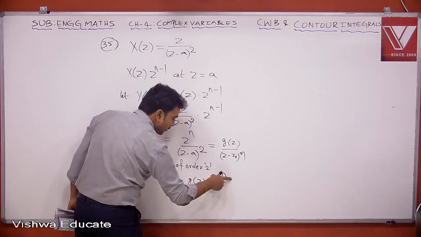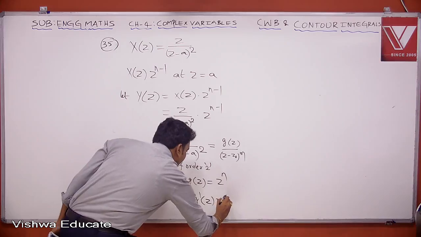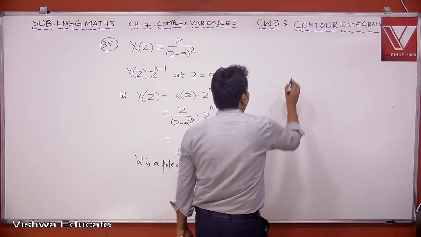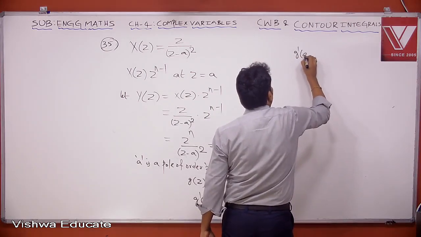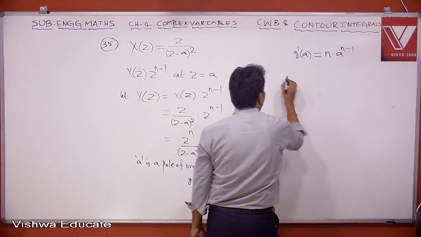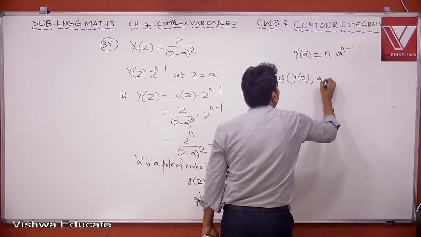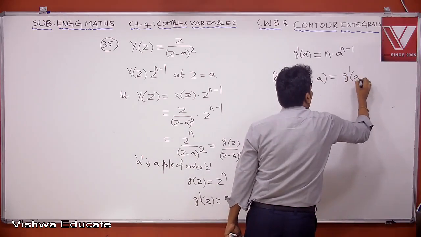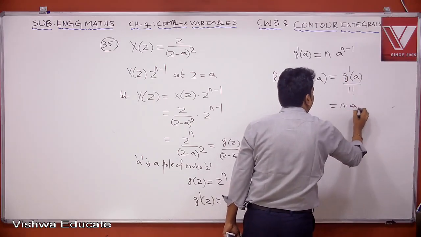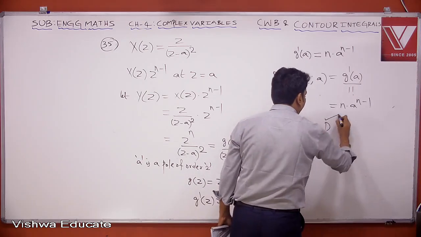So, differentiate this with respect to z only one time. The derivative of z power n is n into z power n minus 1. But here a is the pole, so we need to find g dash of z at a. So g dash of a is n times a power n minus 1. Therefore, the residue of y of z at a is given by g dash of a divided by 1 factorial. So this is n times a power n minus 1. So option D is the right answer.